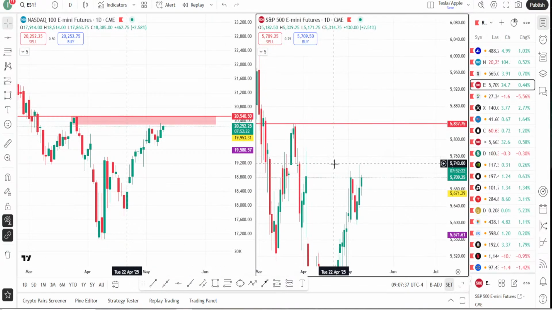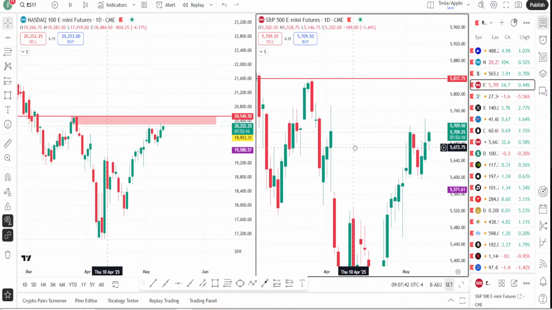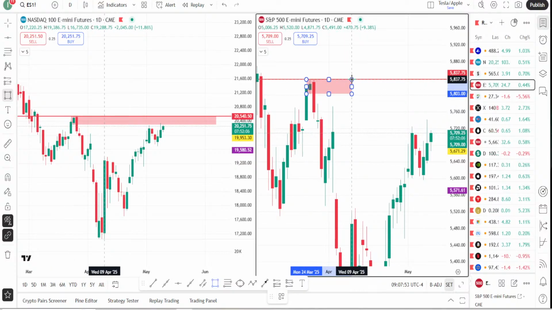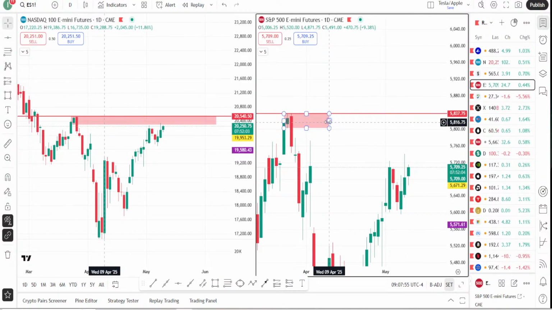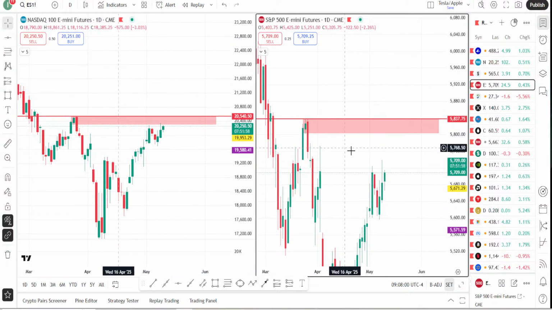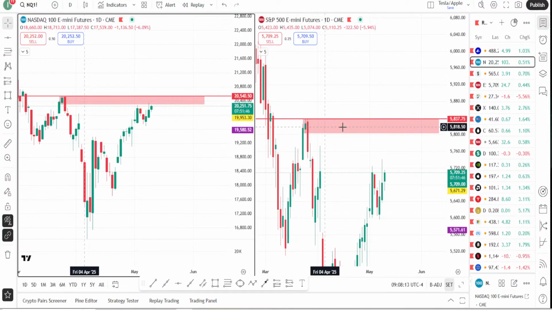What's next here? Exactly the same thing. We're marking the last green candle before the move down. That's our supply zone right here. Now I can already see that here on the NQ, we've already tapped into it, but the ES is not quite at its supply zone yet.